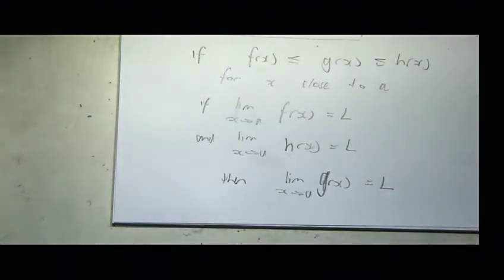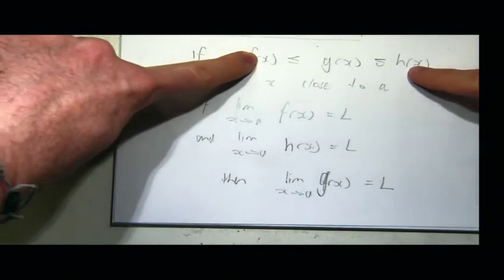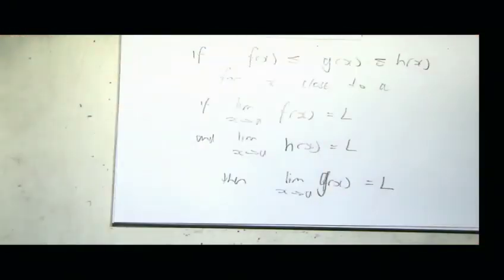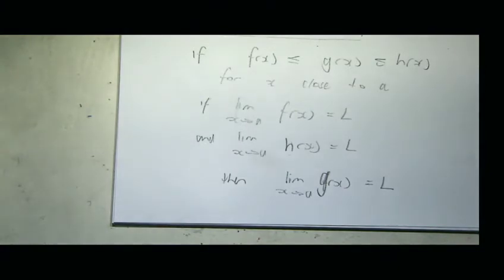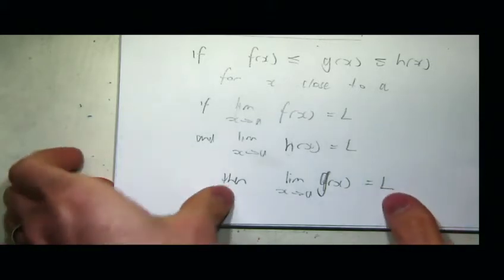Okay, so basically it says if the two outside ones go to the same limit, then the middle one has to as well, because it's squeezed between them. Hence the name squeeze. Okay, so what we're doing is we're figuring out our limit by giving up and figuring out some other limits instead. Okay, that's how the squeeze theorem works.